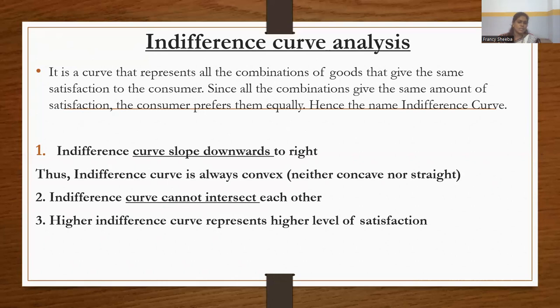1. Indifference curves slope downwards to the right. Thus, the indifference curve is always convex, neither concave nor straight. 2. Indifference curves cannot intersect each other. 3. A higher indifference curve represents a higher level of satisfaction.